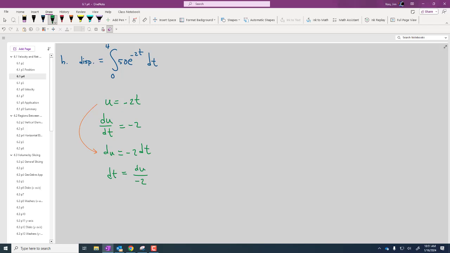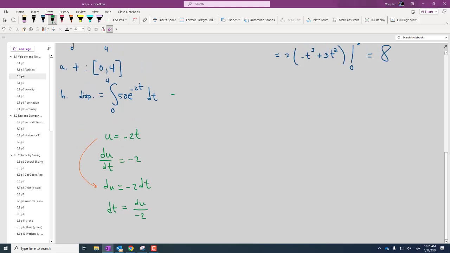Now we can convert. So we come up here, this integral, it's still a definite integral. We're just going to start plugging things in. That's going to be 50 e to the u, and then du over negative 2.